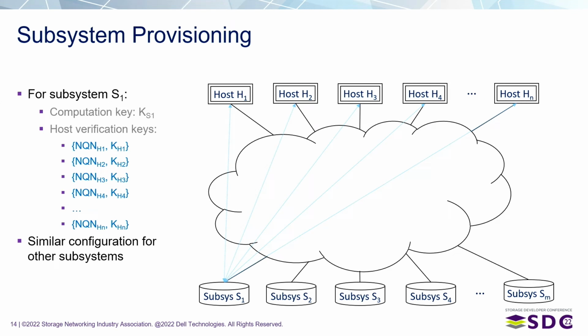Now what I need on the subsystem, I need my own key, my computation key, to compute my responses to the challenges that the hosts are sending me. But in order to verify the responses of each of the hosts, I need the list of each host's verification keys. So I need to maintain for host H1 the key of H1 so that I can authenticate H1. For host H2, I need the key of H2 so that I can authenticate H2. And this is the same for all subsystems. It means I need to put the verification keys of all hosts on each subsystem.